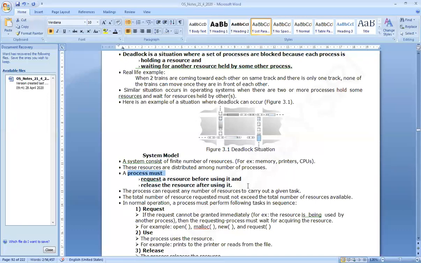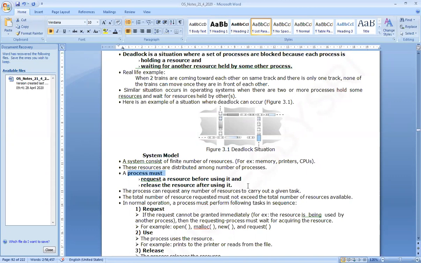Okay, so whenever a process requests a resource, that resource is allocated to the process, and after usage of that particular resource, the process should release the resource. You should not hold the resource, and you should not request one more resource. That should not happen. If that is the case, then it leads to a deadlock situation.